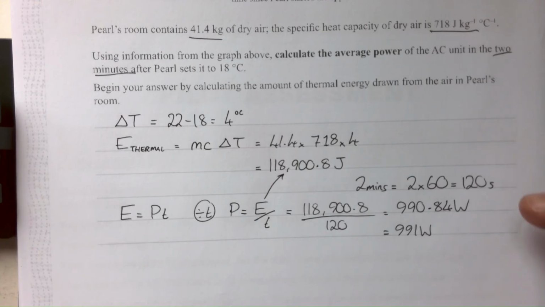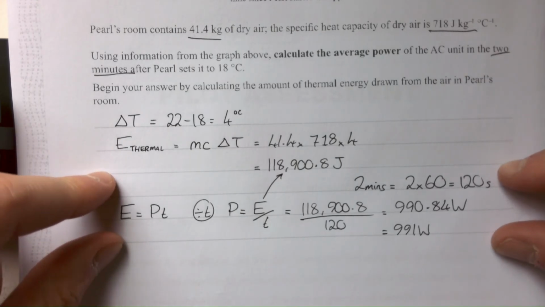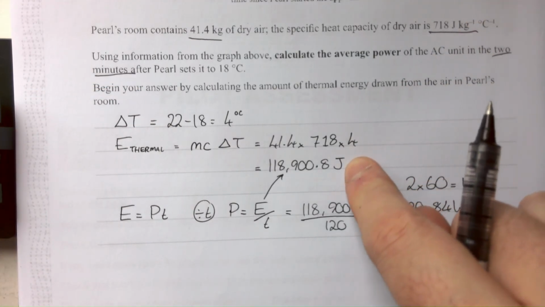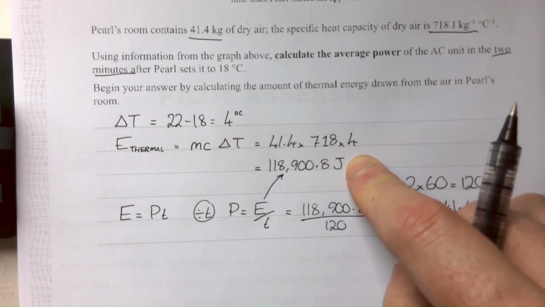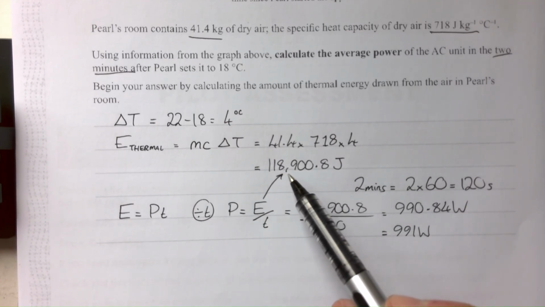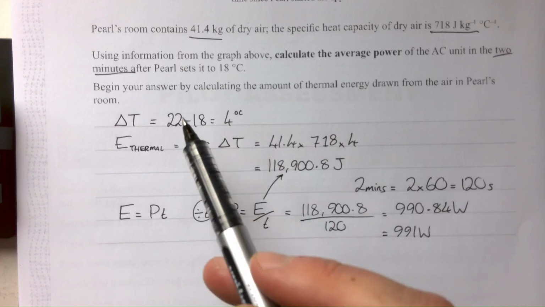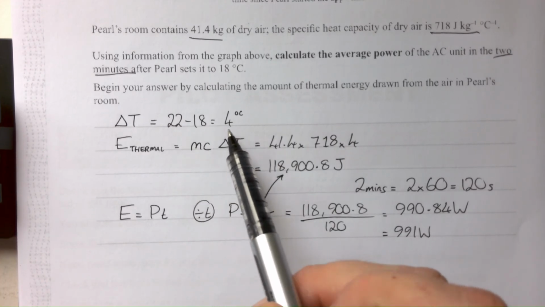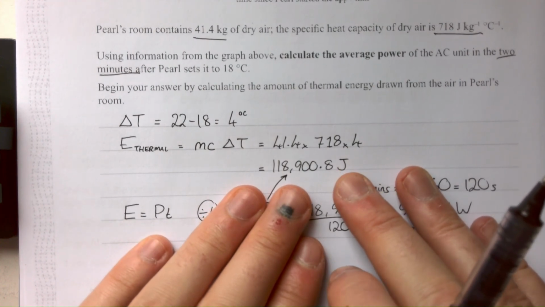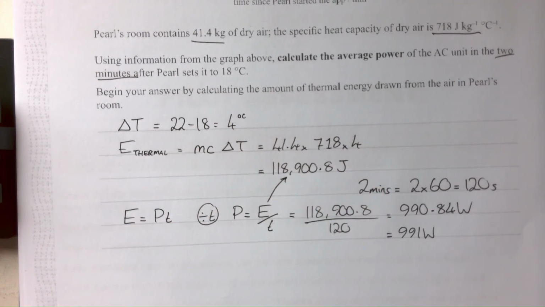If you do that extra step here, that's the excellence point. Everything above was merit, and for achieve, if you made a mistake in working out this 118,000, then you get achieved. So if you made a mistake with your temperature calculations, you can still get achieve if you go all the way up to calculating this number here. Okay.